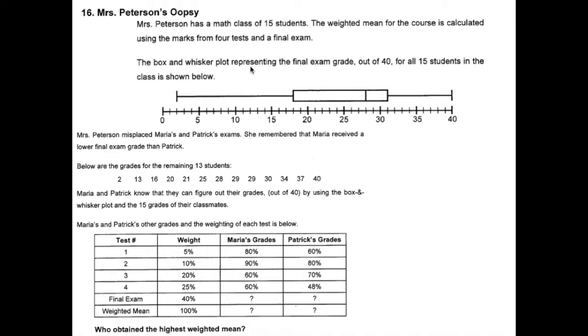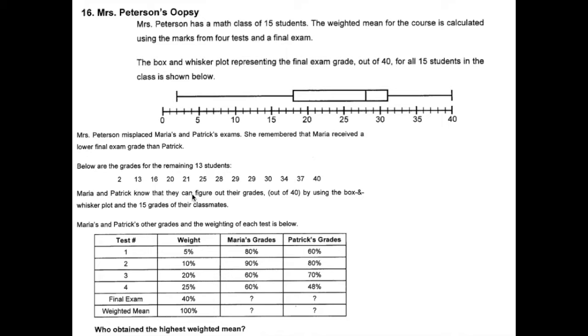The box and whisker plot represents the final exam grade out of 40 for all 15 students in the class shown below. Because Mrs. Peterson drinks, she misplaced Maria's and Patrick's exams. She remembered that Maria received a lower final grade than Patrick. Below are the grades for the remaining 13 students. 2, 13, 16, 20, 21, 25, 28, 29, 29, 30, 34, 37, 40.